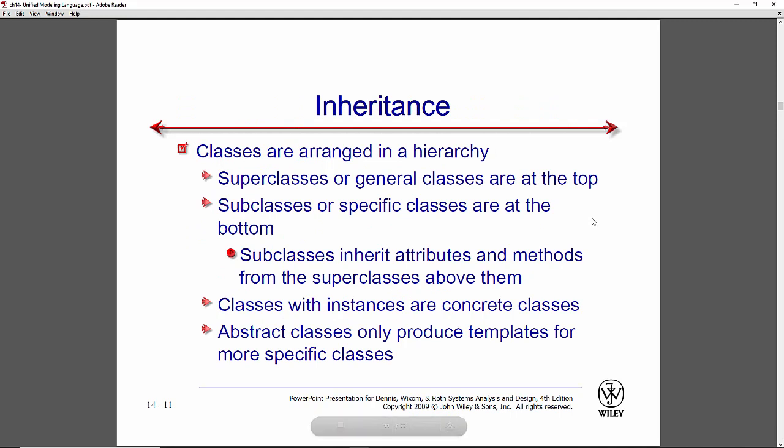Okay, inheritance. Now this is an important concept for sure. Classes are arranged in a hierarchy. You have superclasses, which are the top-level general classes, and you have subclasses, which are specific. We say that the subclasses automatically inherit all of the attributes and methods from the superclasses above them. Classes with instances are concrete. Classes without instances are not concrete.